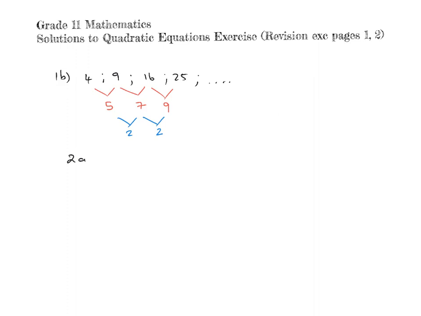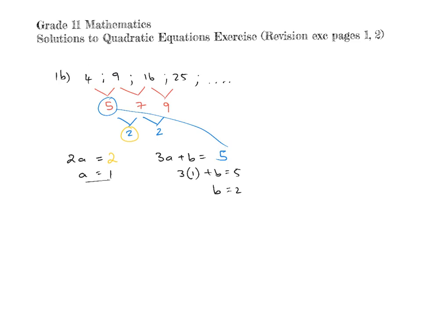So 2a is equal to the common second difference, so that is equal to 2. So divide both sides by 2, so a then is equal to 1. 3a plus b is equal to the first term of the first difference, so that is equal to 5. So 3 times 1, right? We know what a is. Plus b is equal to 5. So b is going to equal 5 minus 3, which is equal to 2.